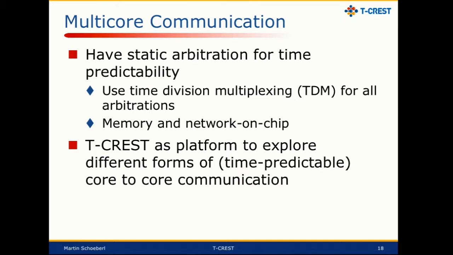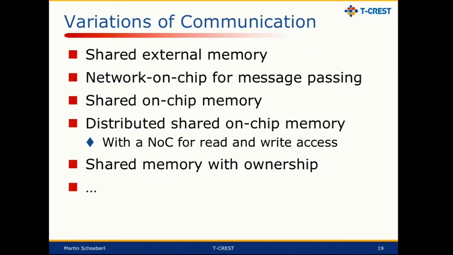Yes, and we actually have this platform to explore different schemes. So we're playing around with networks on chip. We did two network on chips, actually three variations, shared SPM and so on. So what do we have, what could we explore? Of course we can start with shared external memory. That's a starting point. You can try to make this time predictable by using TDM, for example.